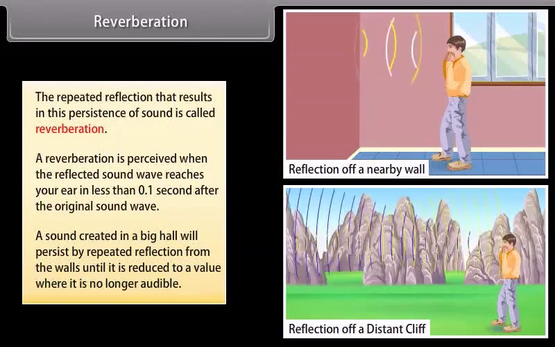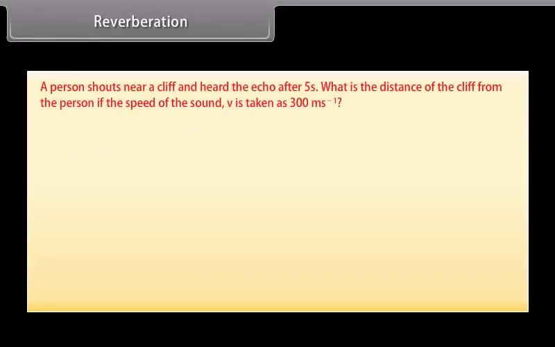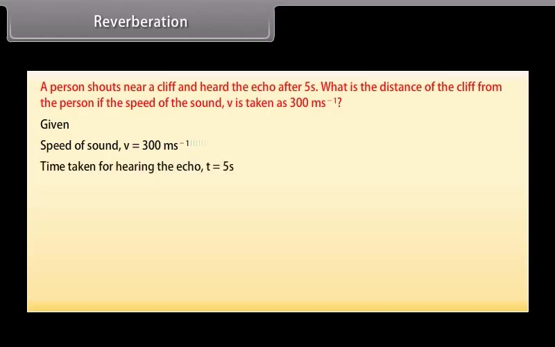Let's now solve a problem. A person shouts near a cliff and hears the echo after 5 seconds. What is the distance of the cliff from the person, if the speed of the sound, v, is taken as 300 meters second raised to the power minus 1? Given that the speed of sound v is 300 meter second raised to the power minus 1, the time taken for hearing the echo, t, is 5 seconds.